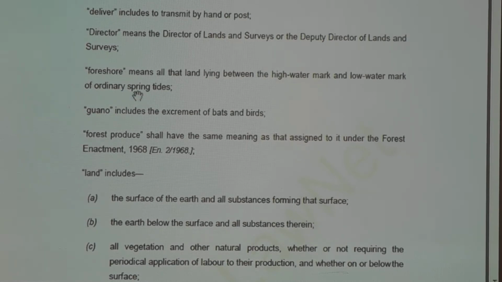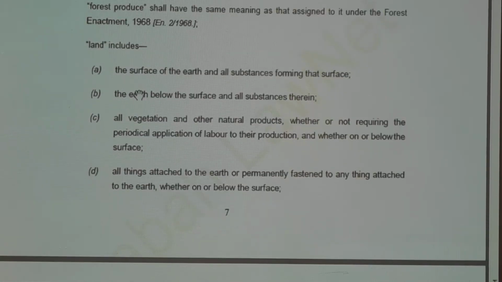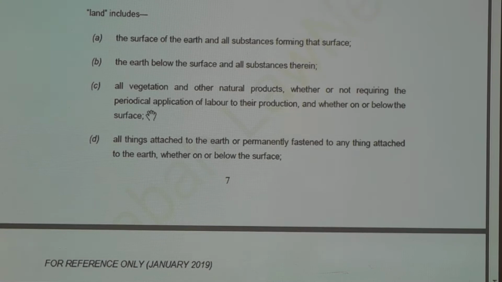Foreshore is where we are talking about seafront land. Foreshore is defined as the land between the high water mark and the low water mark of ordinary spring tides. This is an important definition. What is actually land? Land is the surface of the earth and all substances forming that surface. So you're only entitled to surface rights. The earth below the surface and all substances therein. This is the broad definition of land.